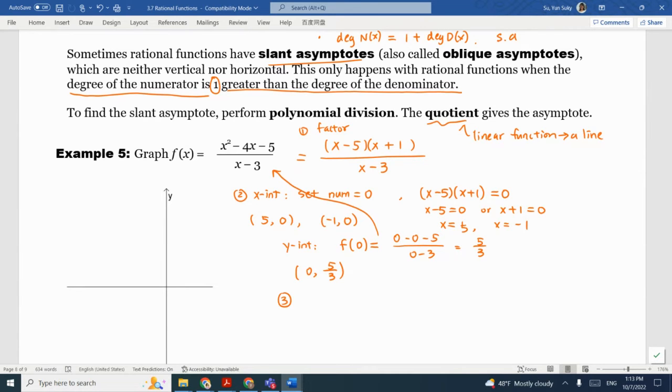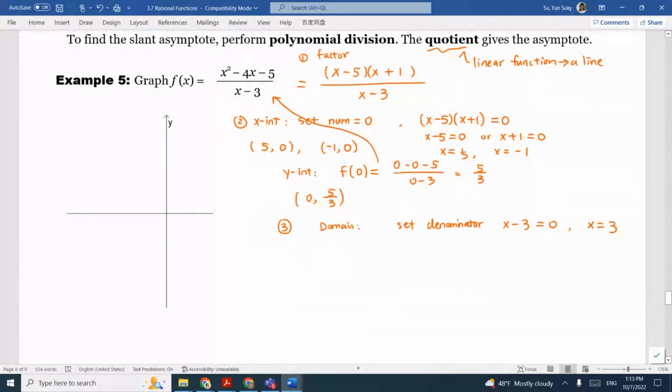Okay, for the vertical asymptote, we find the domain, right? So we first set the denominator, x minus 3, equal to 0. So x equals 3, right? When you say the domain, the denominator cannot be 0, so x cannot be 3.